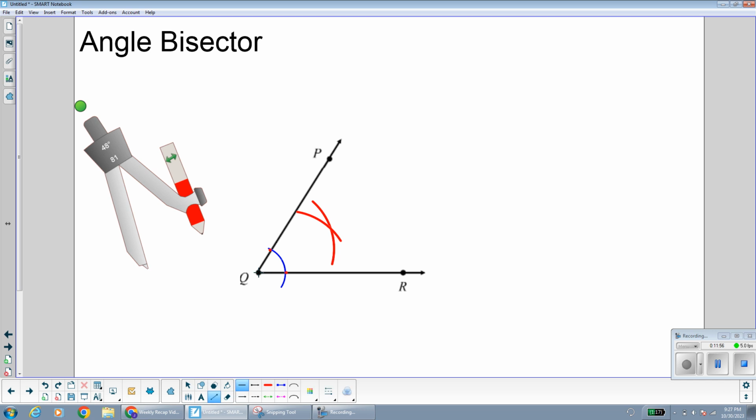With my straight edge, starting at the vertex, through where the arcs intersect, I'm going to draw my angle bisector. And notice how it cuts the angle exactly in half into two congruent pieces.